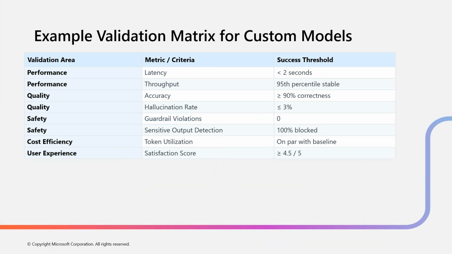This validation matrix is your quick reference checklist. Pause if you need to and take a look. These numbers give you a starting point. Your organization's requirements should sharpen them.